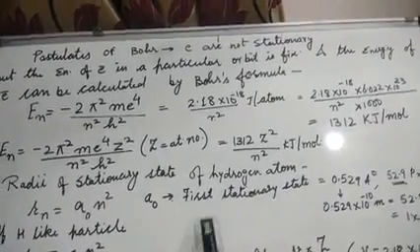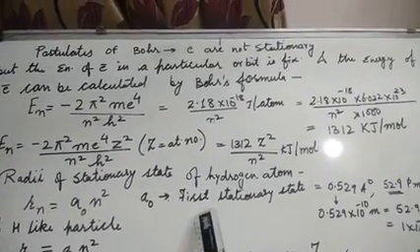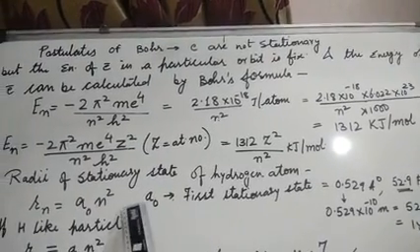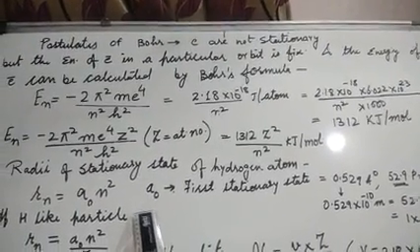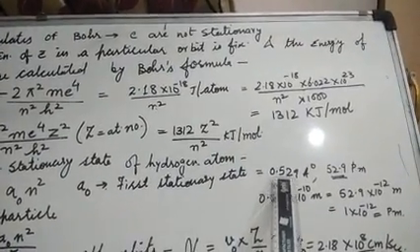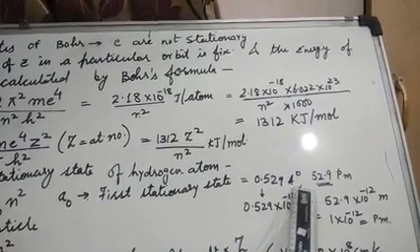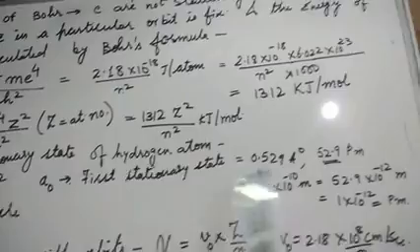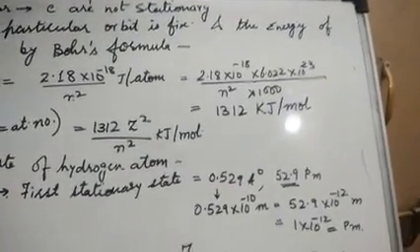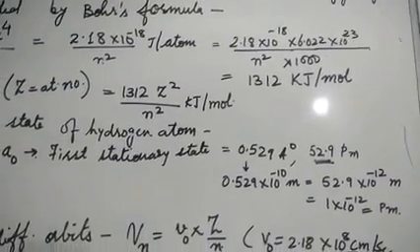It is the radii of the first stationary state after the nucleus, that means the K shell, its radii, which we denote by A naught. And its value is fixed, that is 0.529 angstrom. As you are knowing, students, as I have told you, angstrom means what? 1 into 10 raised to the power minus 10.